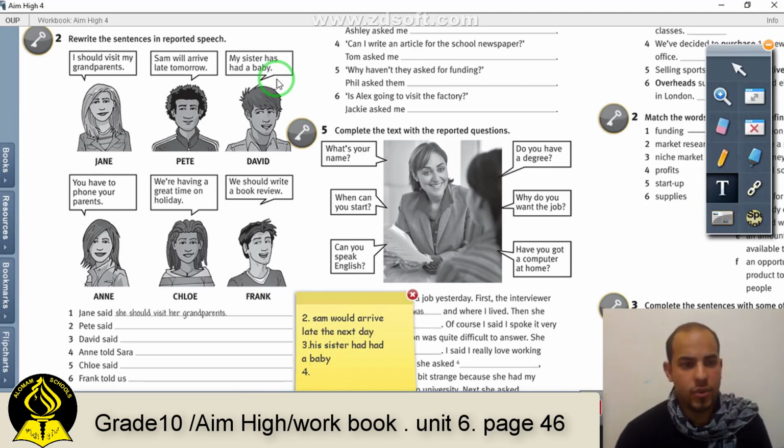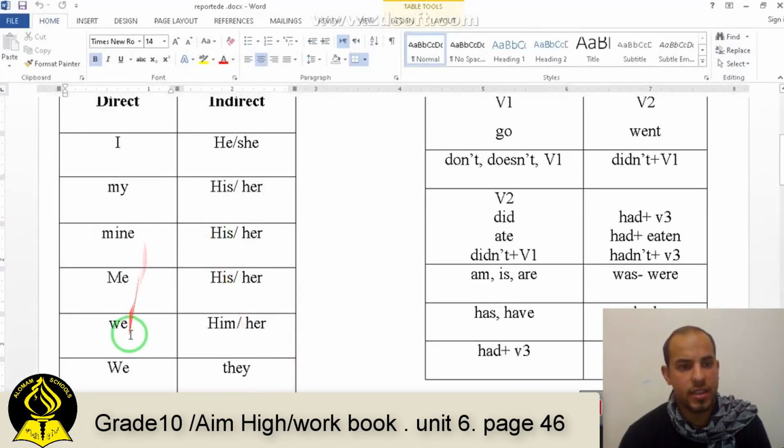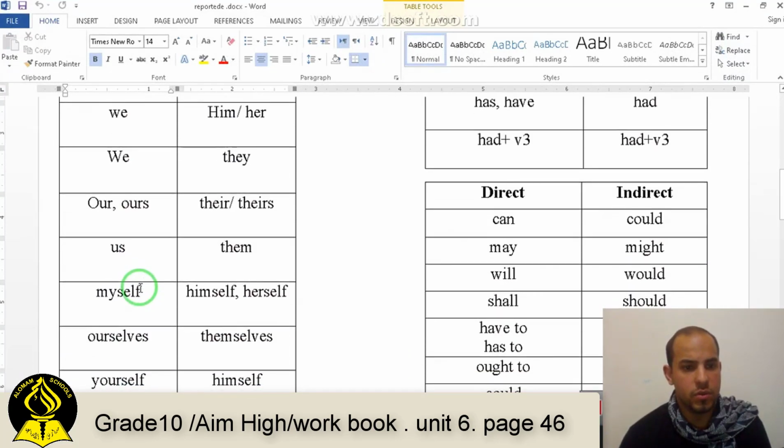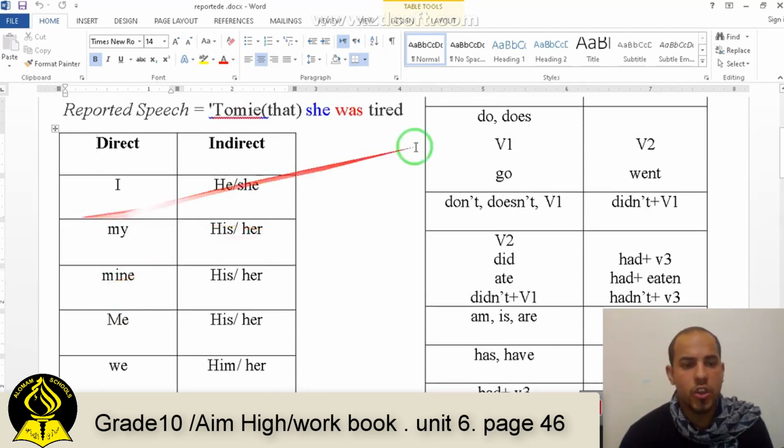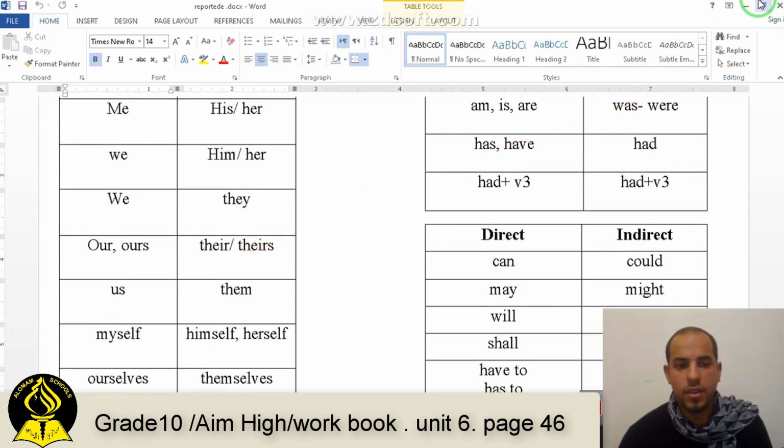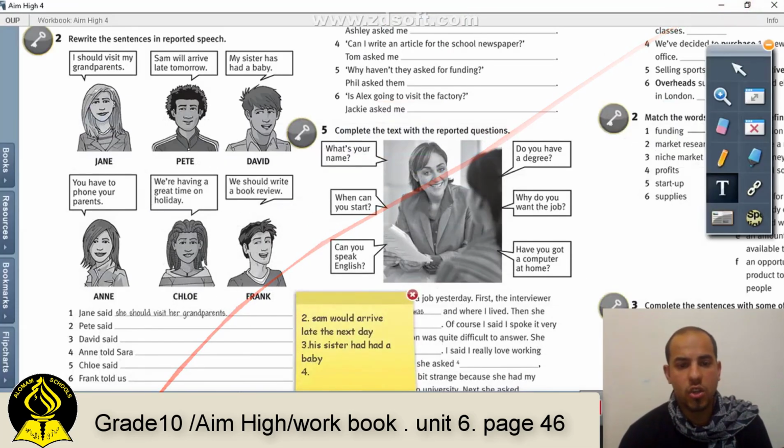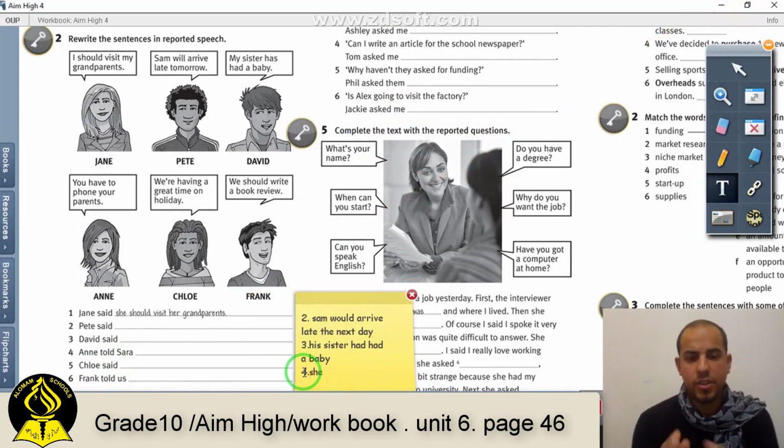Number 4. So easy. Anne told Sarah, you have to phone your parents. Anne told Sarah. Now you becomes he or she. So Anne told Sarah that she, because the object is female, that she have to changes to what? To had to.